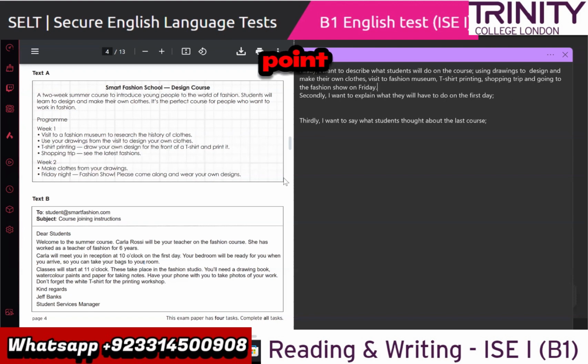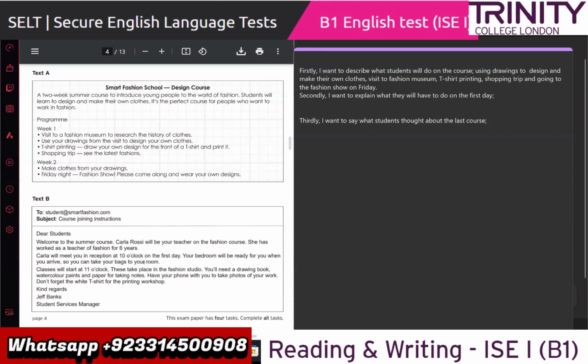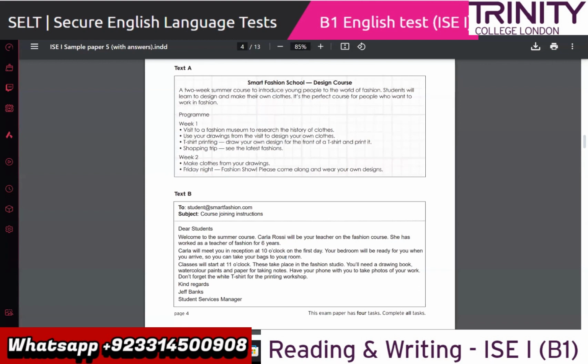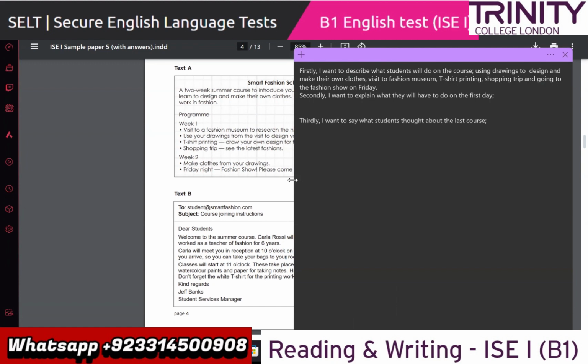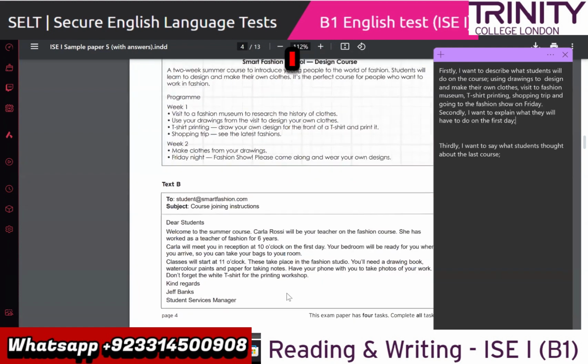Okay, now the second point is, secondly, I want to explain what the students will do on the first day. It's given all in text B. Girish, read text B aloud. Read it. Girish is here or not? Girish is not here, I think.